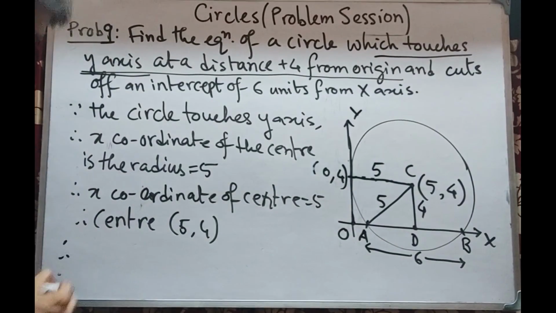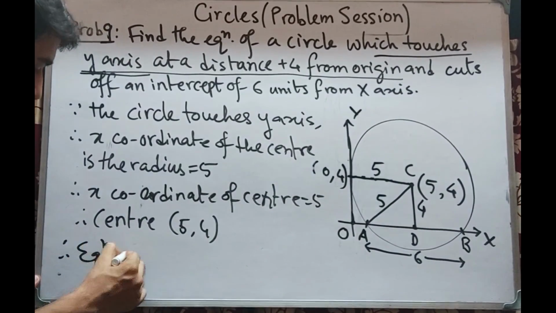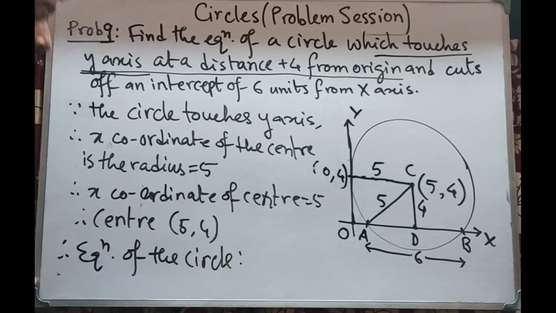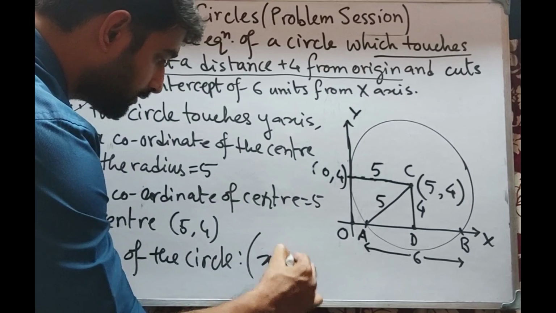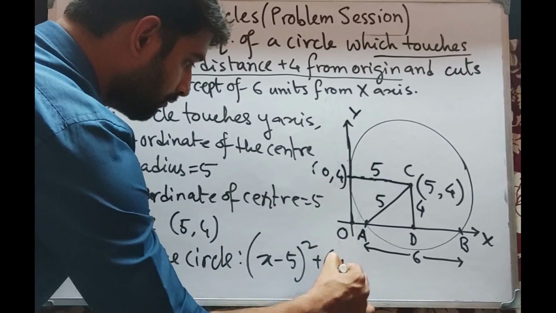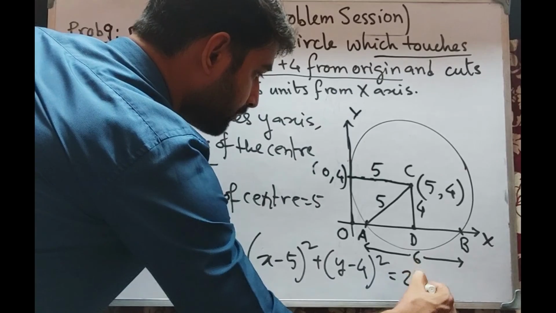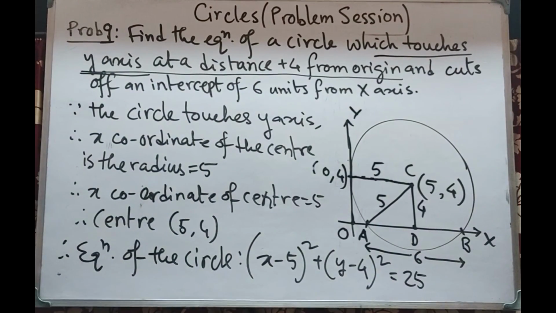So therefore the equation of the circle is (x minus 5) whole square plus (y minus 4) whole square is equal to 25. And it is done.